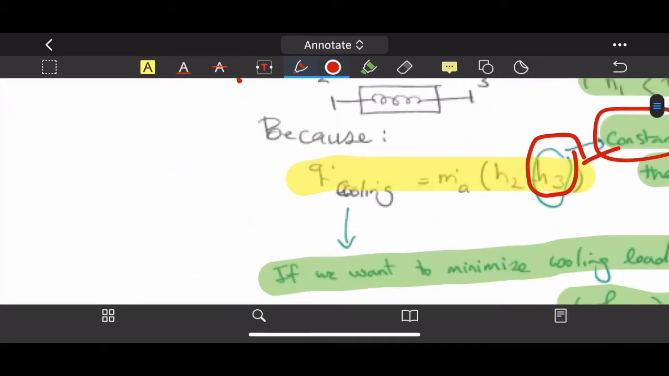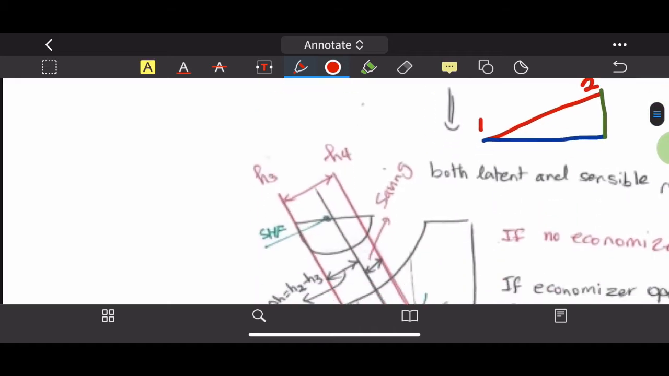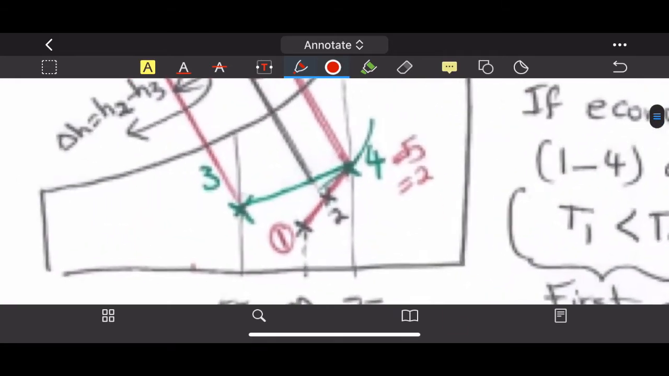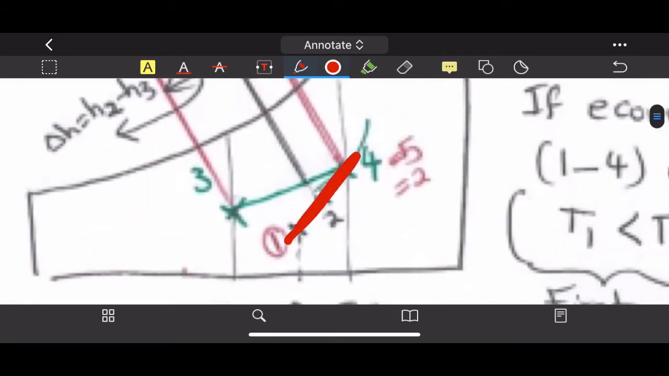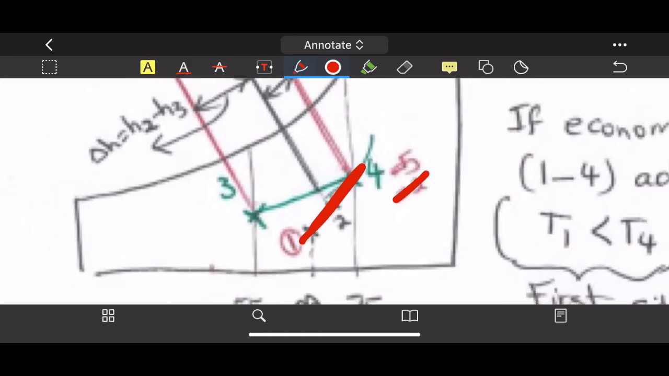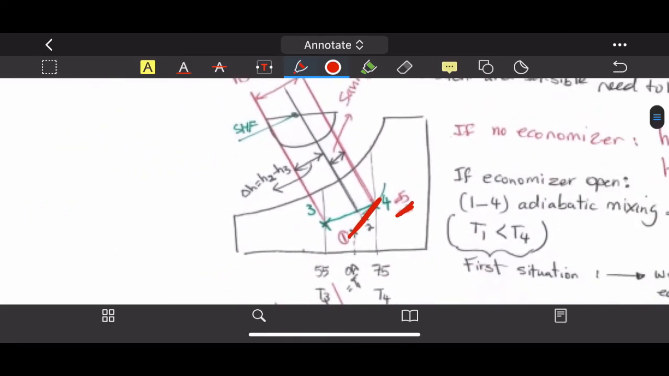That is why you will see here 1, 2, 4 in this line, and 4 equals 5 and 2. Now 4 is not really equal to 5 and 2, but we take 4 equals to 5.